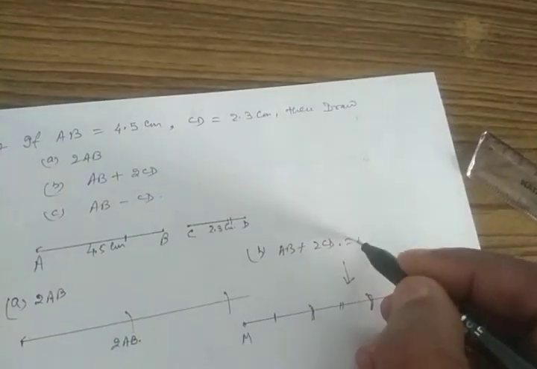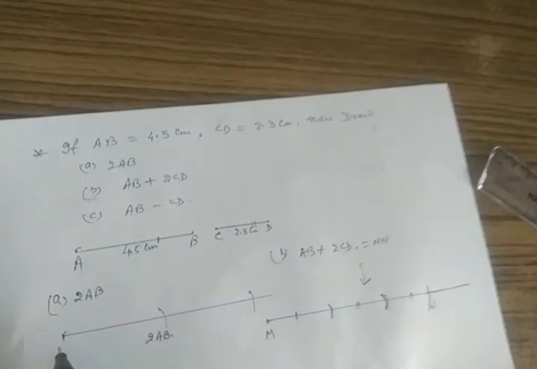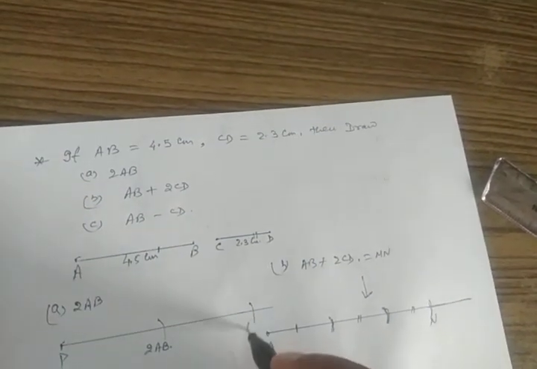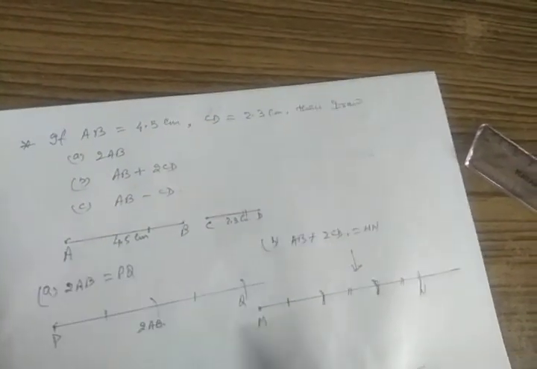Is it clear? The whole line segment MN. Suppose write down MN. So MN represents here AB plus 2CD. Here just put a PQ, no problem. So 2AB is equal to PQ. PQ represents 2AB. That's all.